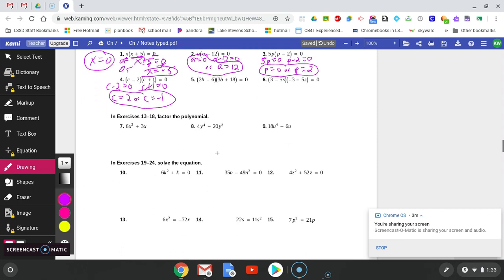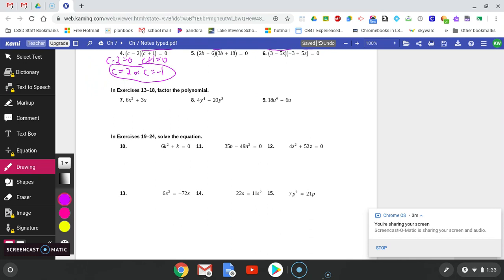Okay, let's take a look at number 7. So now it wants us to factor it. We can't use the zero product property unless we have two things that are being multiplied together. So if we can factor our polynomial, then we're going to be able to use the zero product property if we're asked to solve it. So to factor, I'm looking for what they have in common. So 6x squared and 3x both have a 3x in common. They both can be divided by 3x.